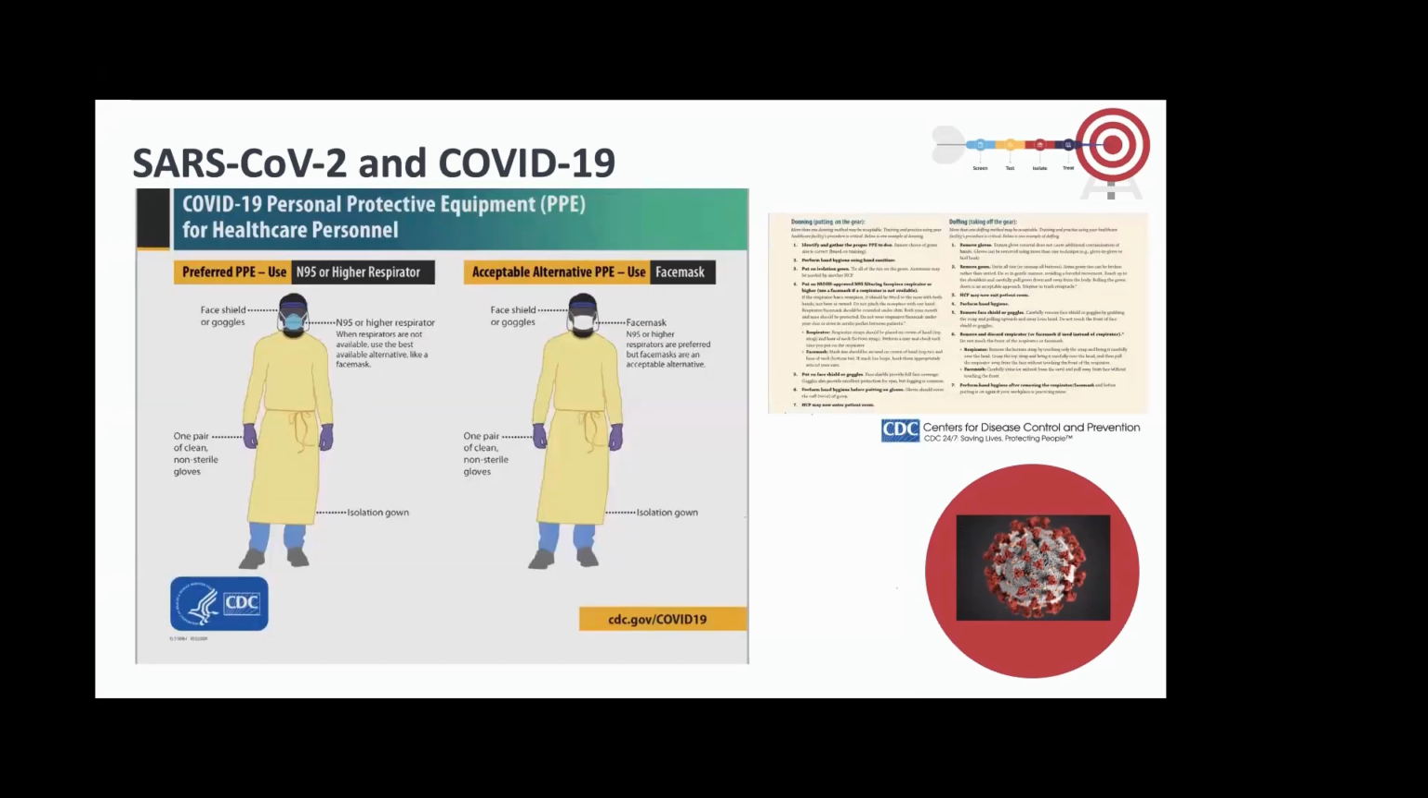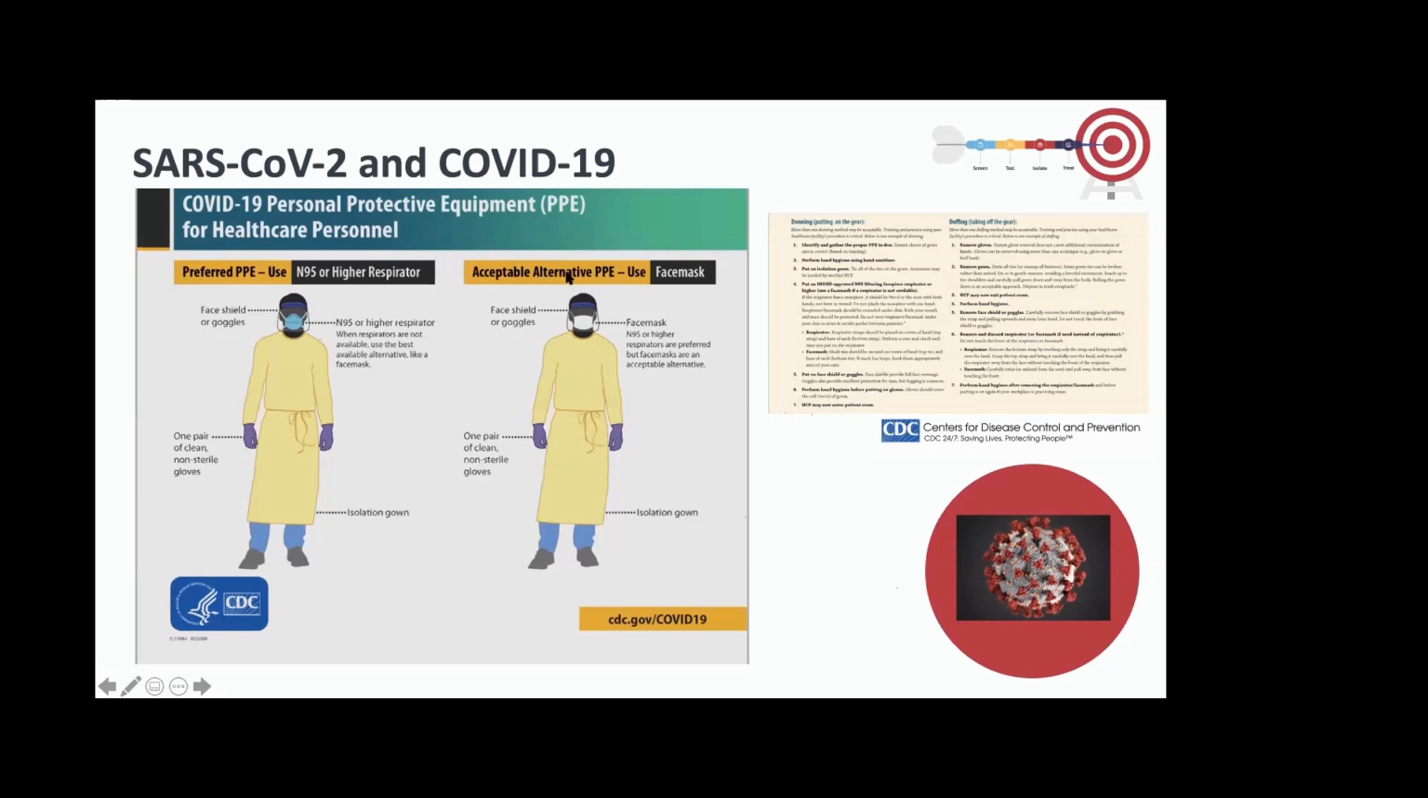As a healthcare worker, these are the recommendations for COVID-19 personal protective equipment. This is the preferred one if you are taking care of a patient with COVID-19, where you have to put on non-sterile gloves, the gown, the N95, the face shield. And the face shield is to protect not only the face and the nose, but also the eyes, because the ACE receptor is found on the cornea as well.